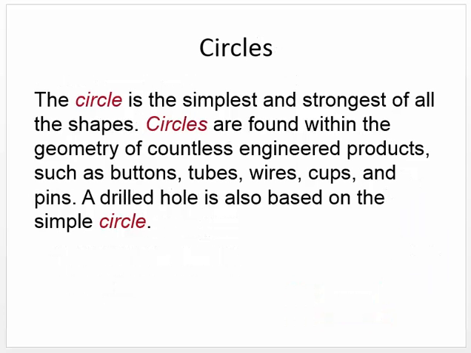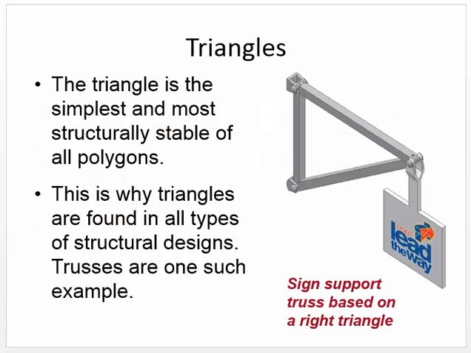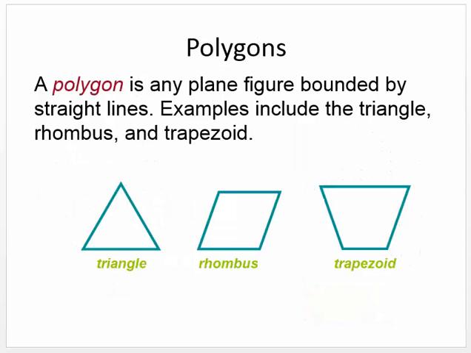Now some of you might say, well, the circle is the simplest and strongest of all the shapes, but I just said the triangle is the simplest and most structurally stable of all polygons. Well, shape, polygon, what's exactly the difference again? I've kind of forgotten. Let's go back. A polygon is any plane figure bounded by straight lines, and there's the difference.